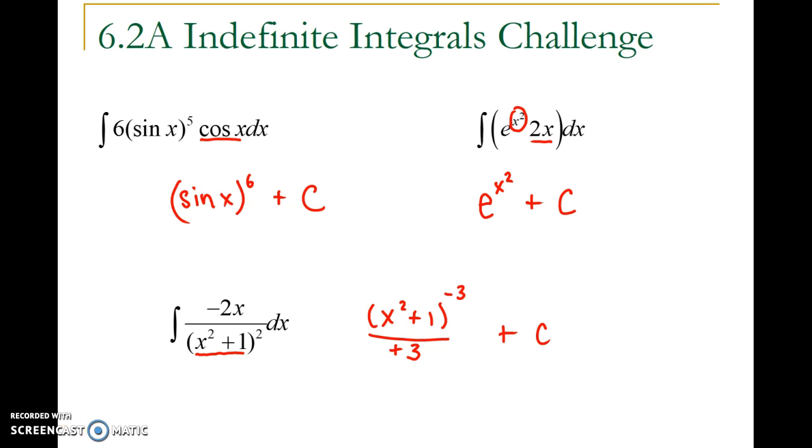This video was about that notation, that integral sign. Your solution should be a family of functions.